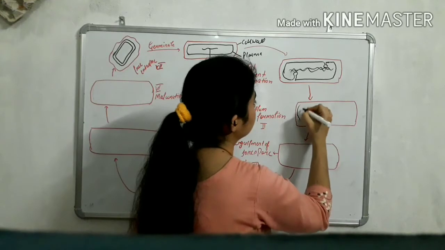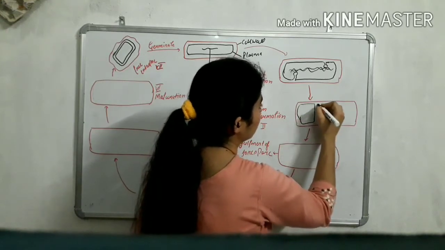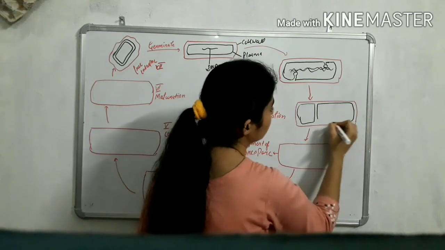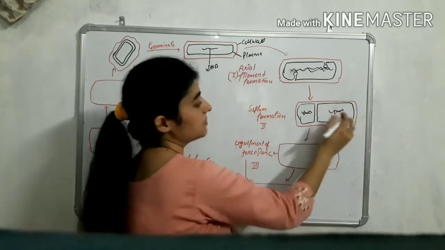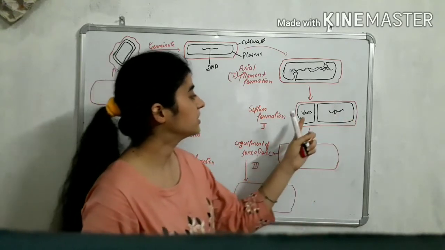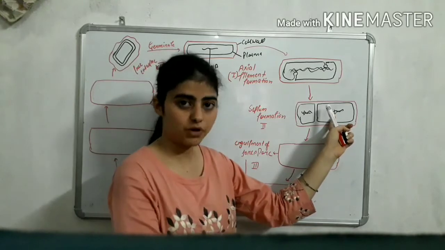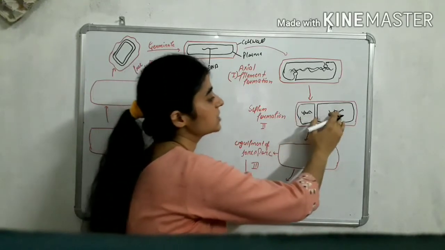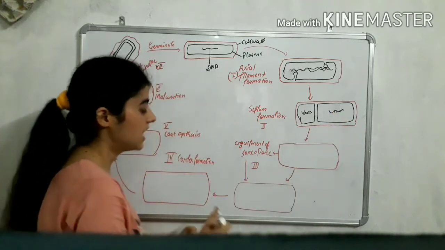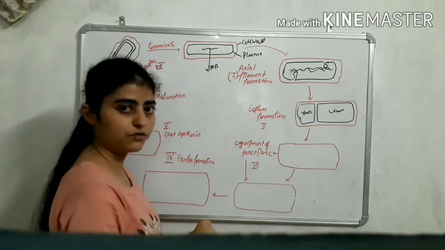Now there will be the formation of the septum. This is the DNA present inside the septum. Now this part is called the forespore, and this part is called the sporangium. Now what will happen next? The third stage is engulfment of the forespore.